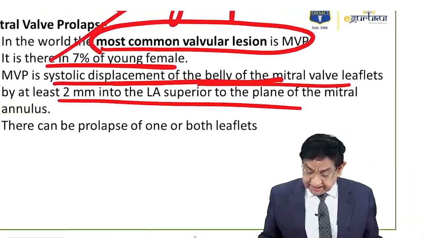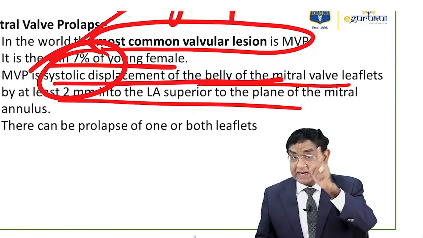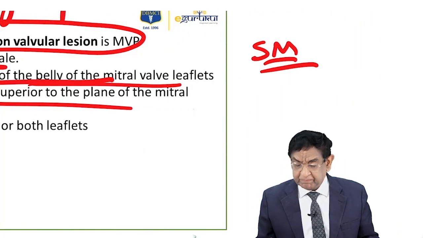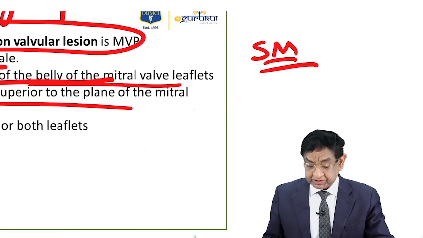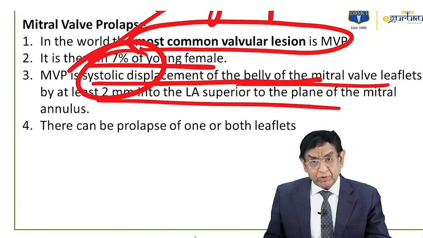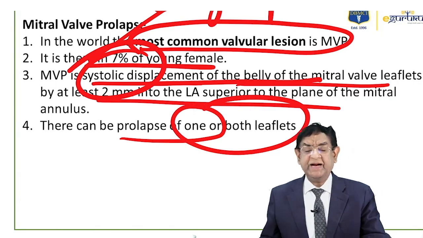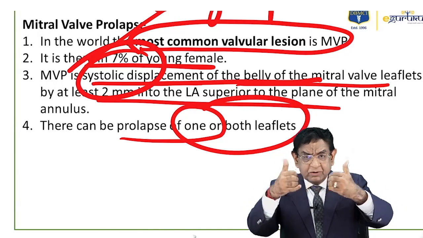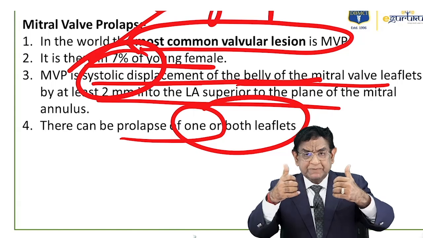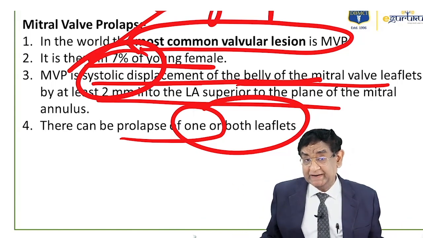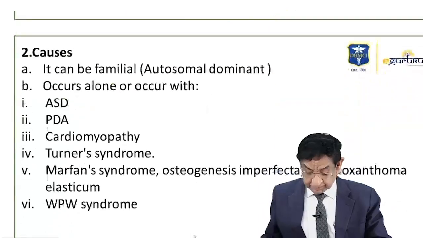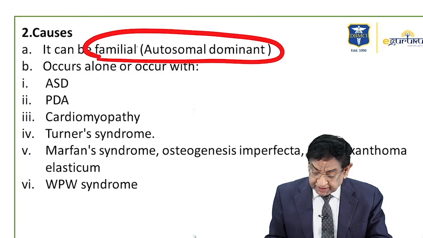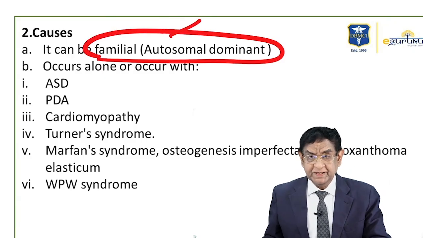And remember, it is systolic displacement, not in diastole. That's why we will be expecting some systolic murmur in this case. What is that? I'm going to discuss later on. And one more thing, prolapse can be of one or both leaflets, not essentially only one leaflet. Look again, same diagram, one leaflet, two leaflets. If two leaflets are prolapsing, definitely the gap will be much wider. Point to be noted. Causes: it can be familial, autosomal dominant, a very, very important condition. Okay, dominant.